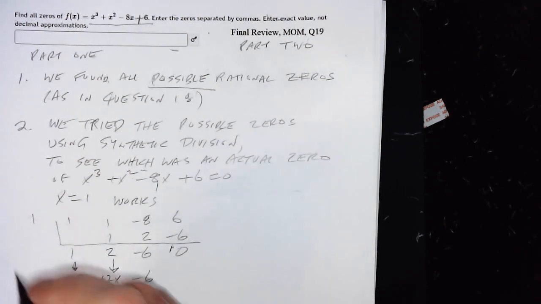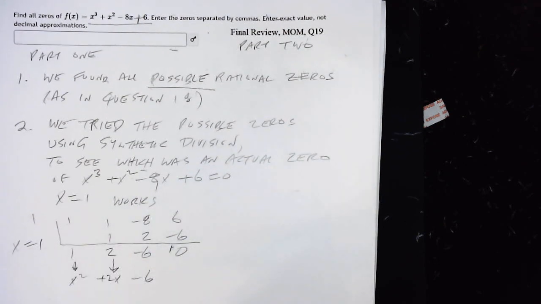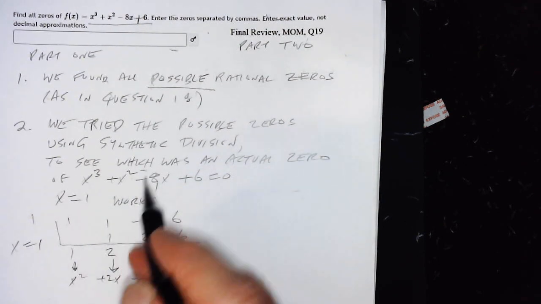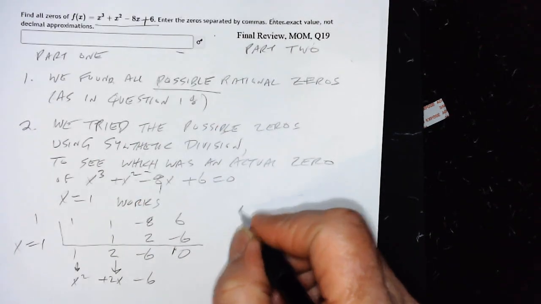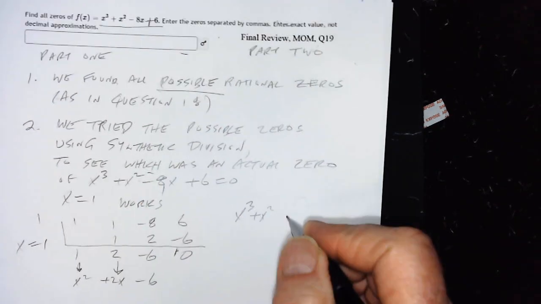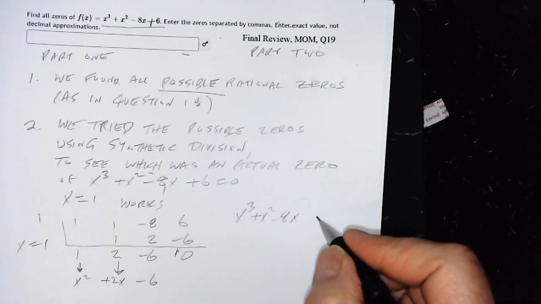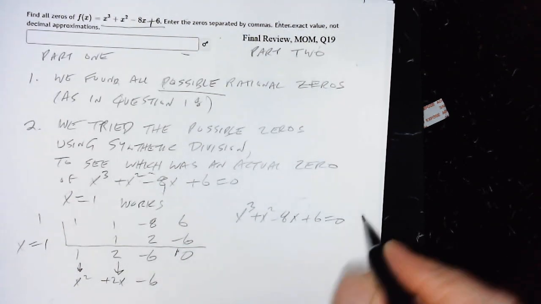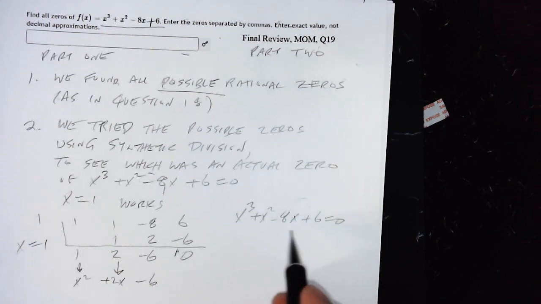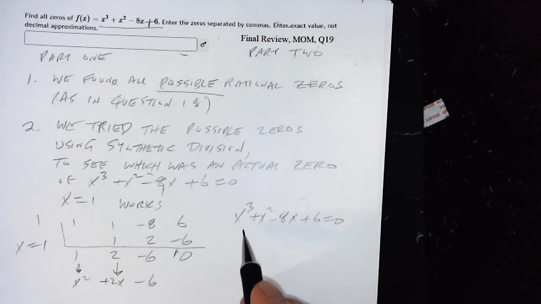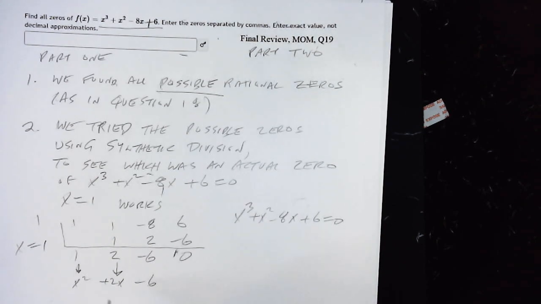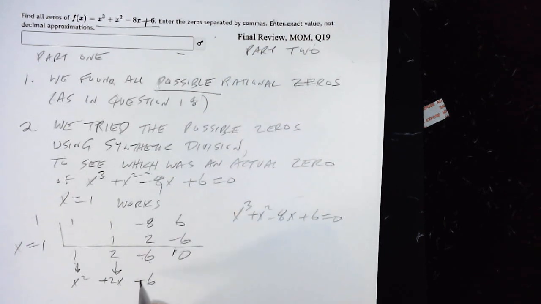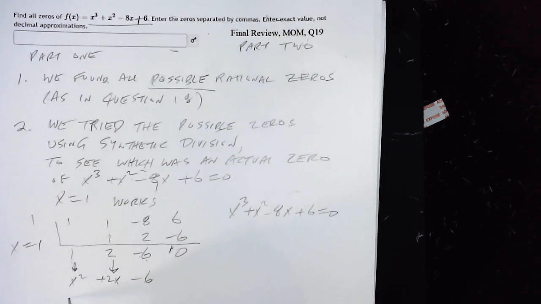X equals 1. We know we have now a root. We have a solution for this equation, x cubed plus x squared minus 8x plus 6 equals 0. We do have one of the three solutions. Now we want to find the other two solutions to this equation. And synthetic division gave us the coefficients, because these numbers down here give us the coefficients of the quadratic. And now we need to solve this quadratic equation right here.